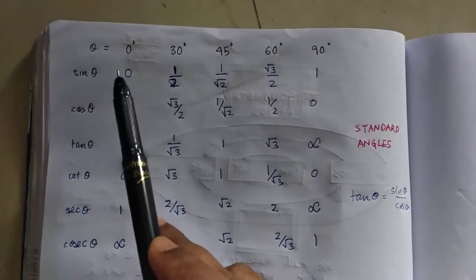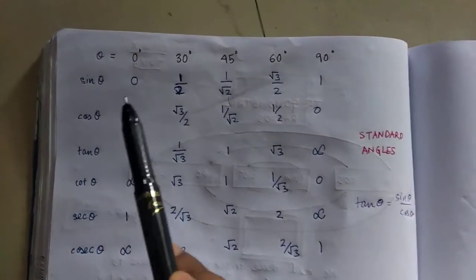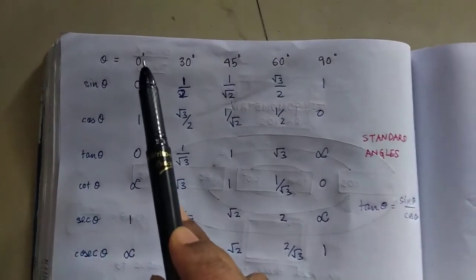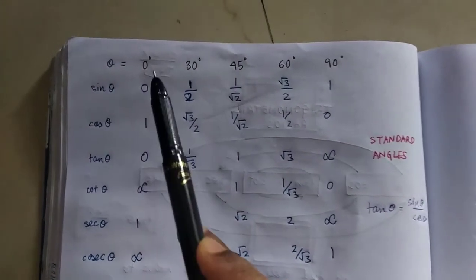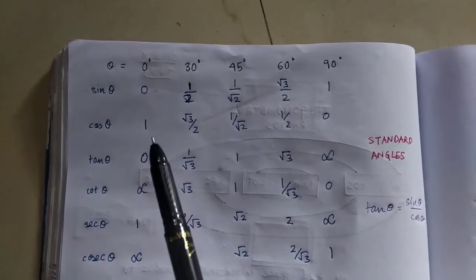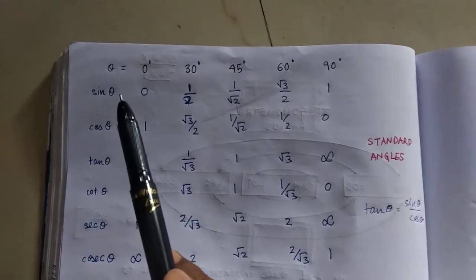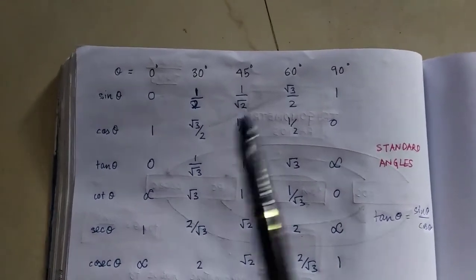See, sine theta when theta is equal to 0 is 0. Cos theta when theta is equal to 0 is 1. And tan theta when theta is equal to 0 is 0 by 1, which is equal to 0.